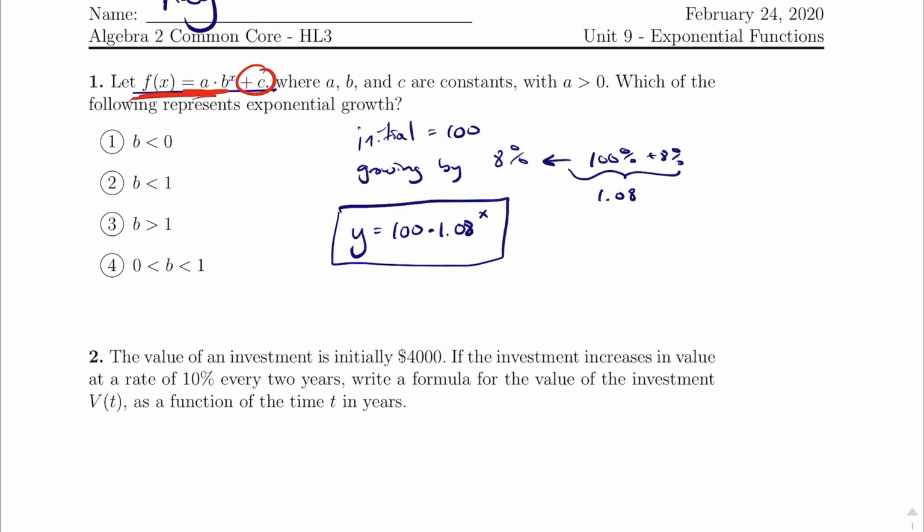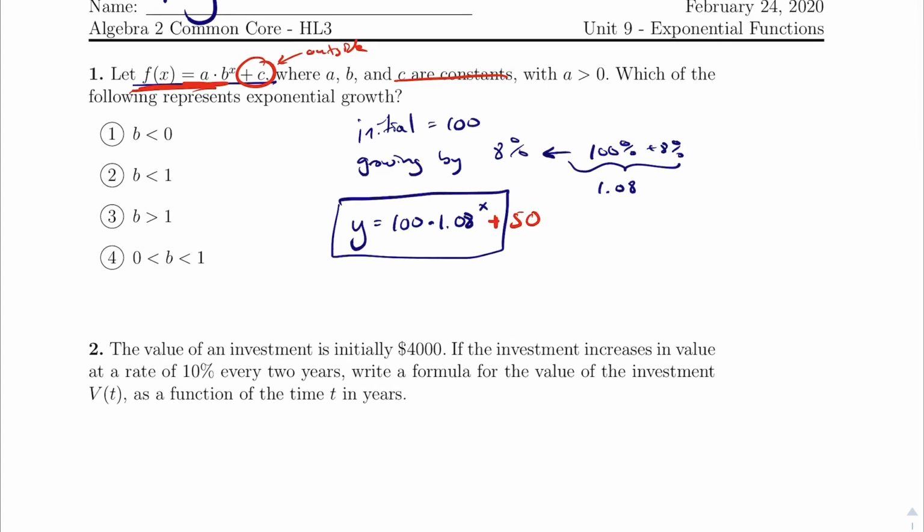The one thing that's different is this plus c. And c is a constant. It's just some number that we're adding to the outside. So plus something, maybe plus 5 or plus 50 or whatever number we put there. And what we have to remember from one of the previous units is that because this is an outside addition to our function, this is going to lead to an outside transformation, which is going to shift everything up or down.